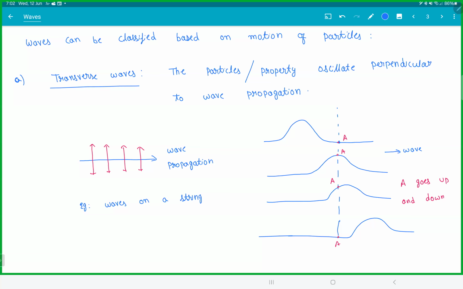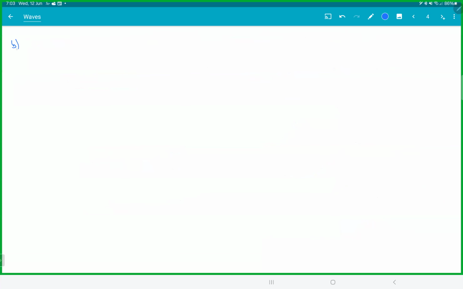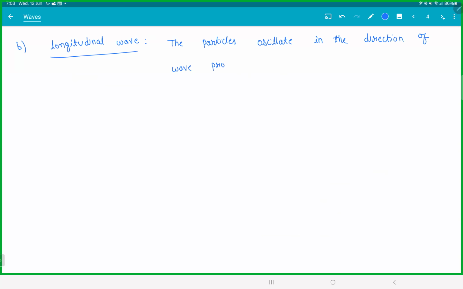So this is a transverse wave. The second thing, longitudinal wave. In a longitudinal wave, the particles oscillate in the direction of the wave propagation. That means if a wave is going this way, the particles are oscillating this way.